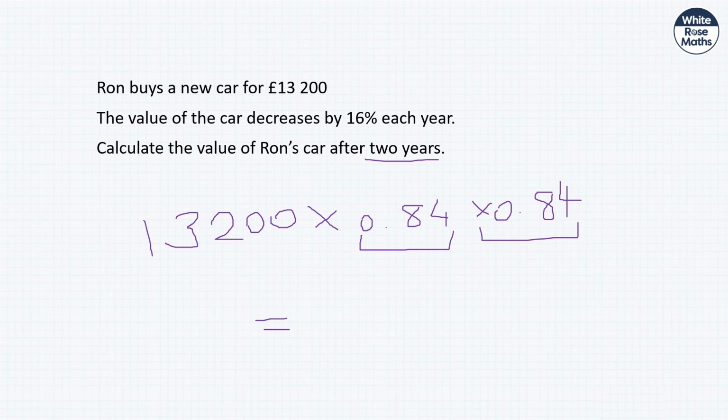So 13,200 times 0.84 times 0.84, and we get 9,313 pounds and 92 pence for that.